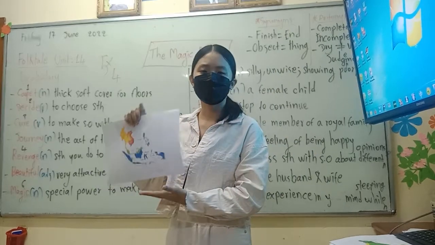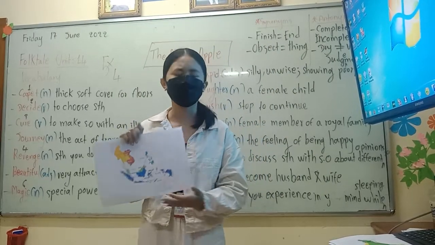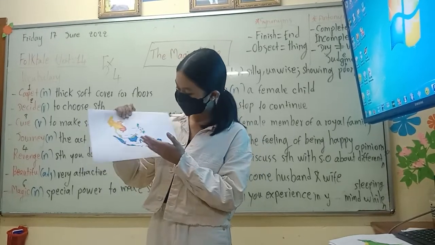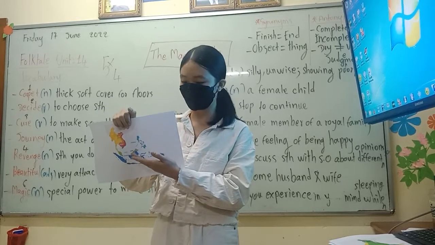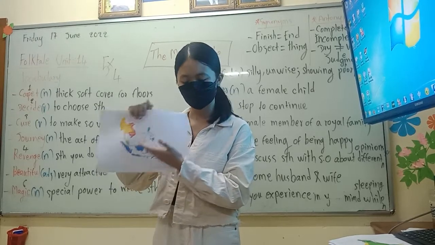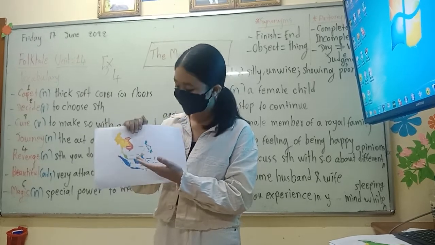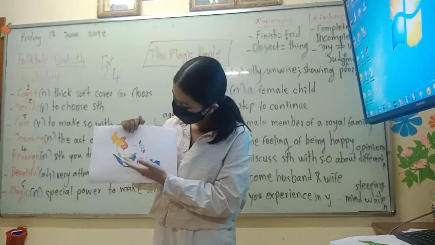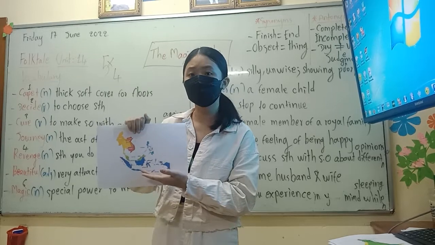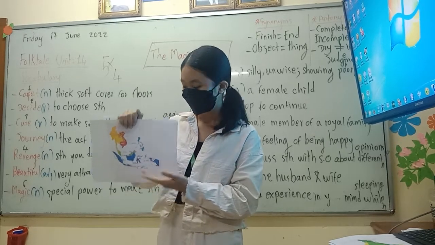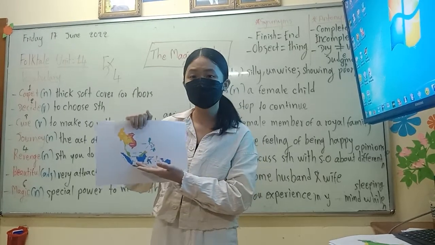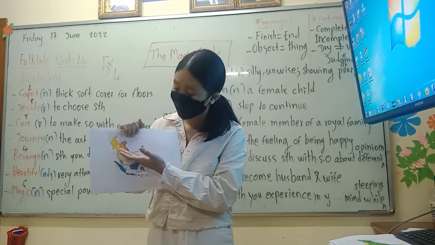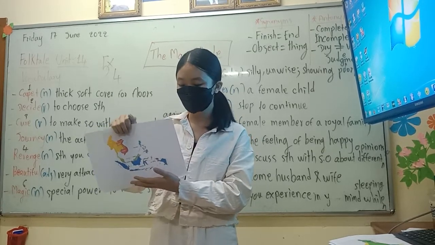This is the map of Southeast Asia, which has 11 countries. Brunei. The capital city of Brunei is Bandar Seri Begawan. Cambodia. The capital city of Cambodia is Phnom Penh City. Timor-Leste. The capital city of Timor-Leste is Dili. Indonesia. The capital city of Indonesia is Jakarta. Laos. The capital city of Laos is Vientiane.